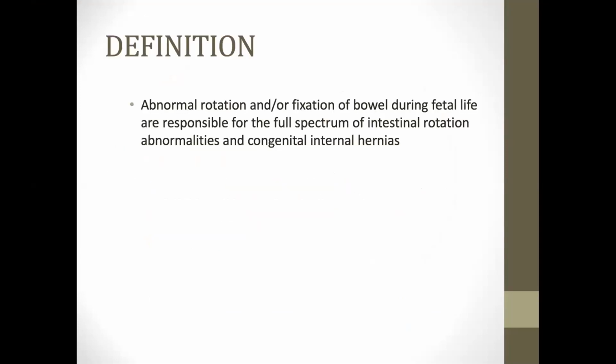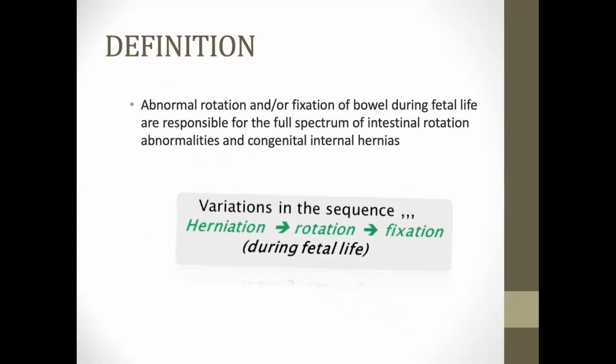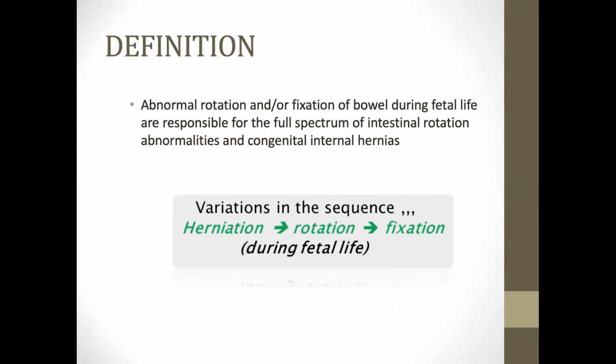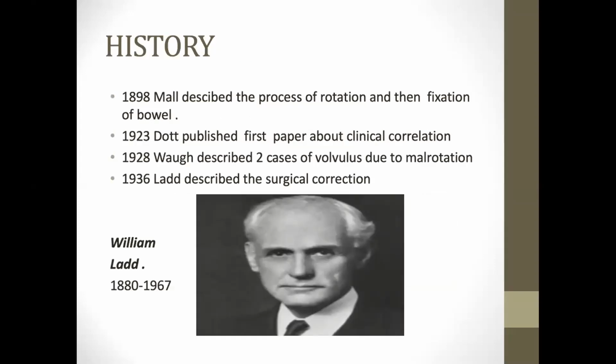Abnormal rotation and/or fixation of bowel during fetal life are responsible for the full spectrum of intestinal rotation abnormalities and congenital internal hernia. All of us know the steps or the phases of bowel development during fetal life. There are multiple stages: herniation, rotation, bowel retraction, then fixation. Any variation in this sequence will lead to abnormal rotation. We will talk briefly about history.